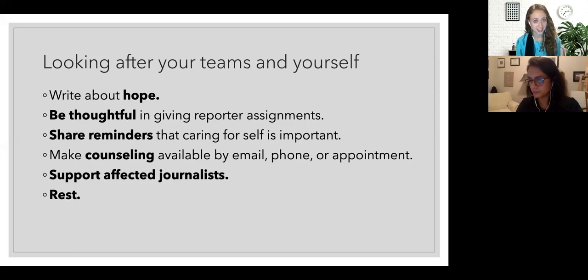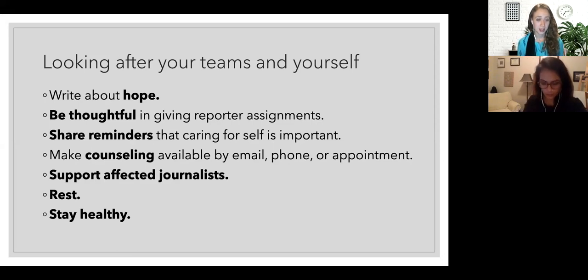Also, rest. Cannot emphasize this enough. Take frequent breaks from working on difficult assignments and prioritize rest, whatever that needs to look like, on a regular basis, at least one full day a week, if this is part of your regular routine of work and responsibility. Staying healthy as much as possible, making sure your body is able to move, eat well as much as possible, try to prioritize sleep and rest.